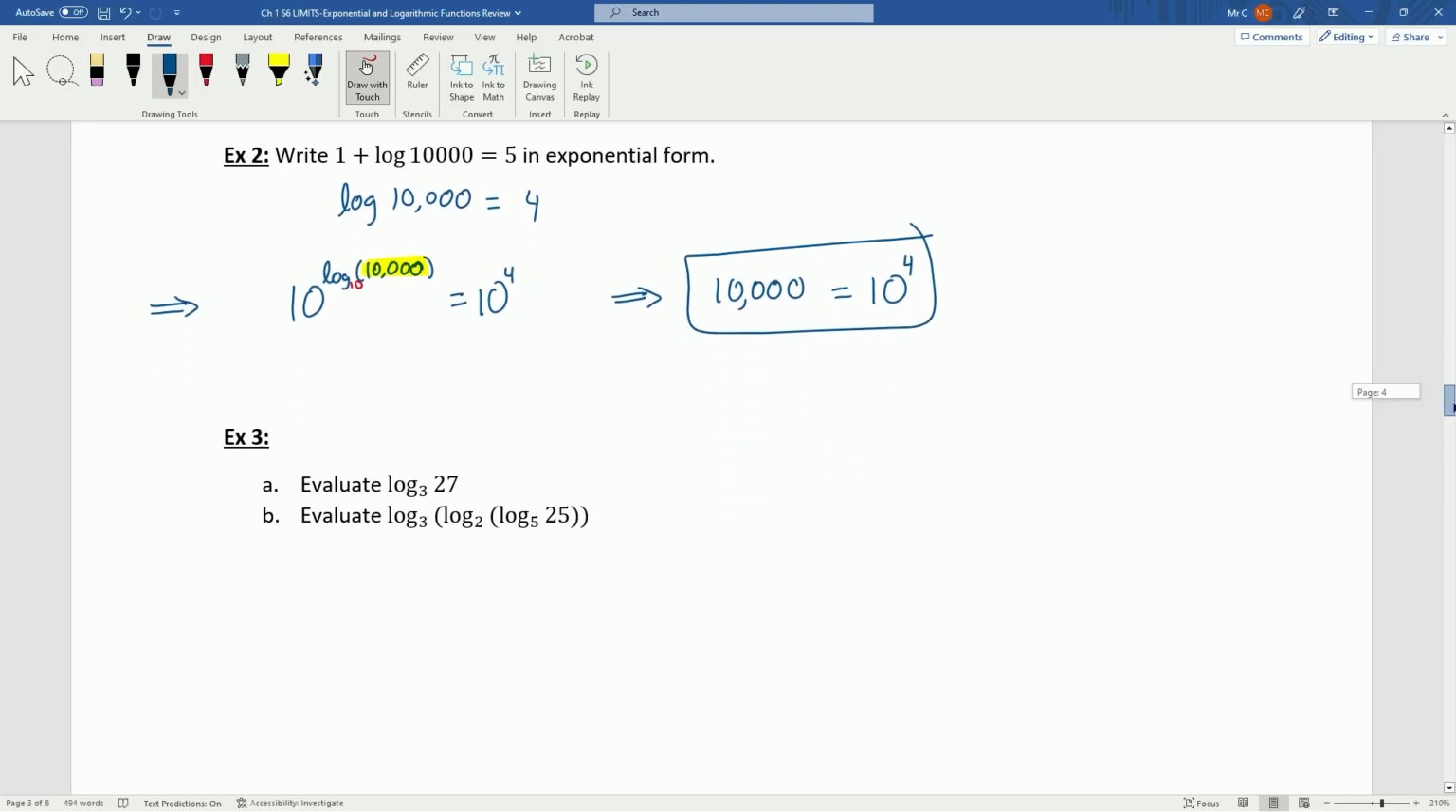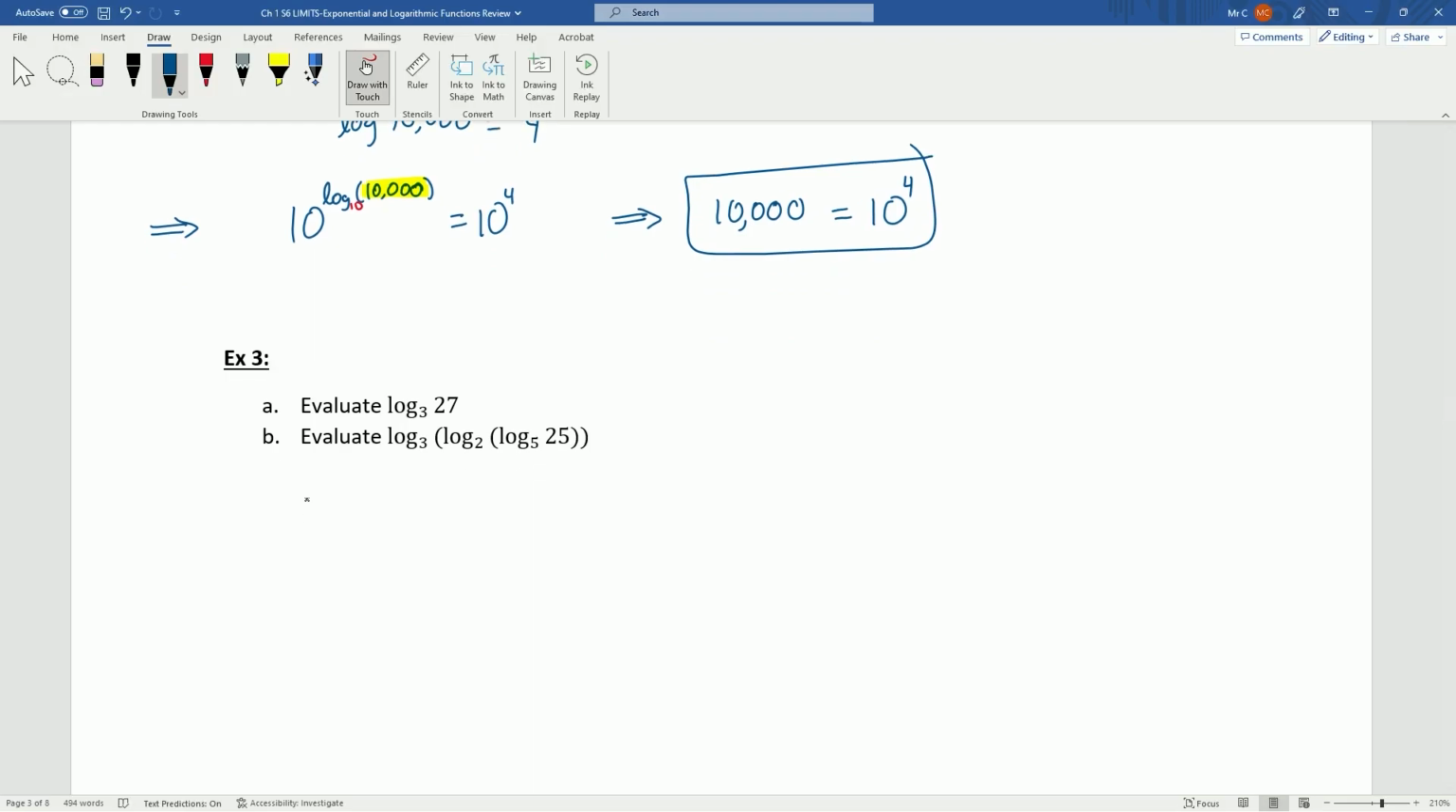Okay, so let's evaluate some of these things. Evaluate log base 3 of 27. Well, again, there's a number of ways I could tackle this, but I recognize that 27 is just 3 cubed. So this is log base a of a to the x, which is x. And for b, now this one's a little more involved. Log base 3 of log base 2 of log base 5 of 25, and I recognize that 25 is 5 squared. Log base a of a to the x is x.